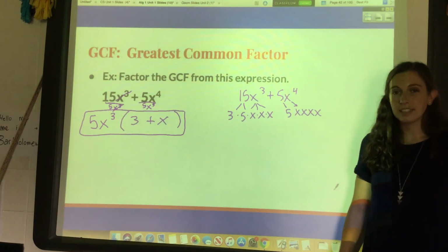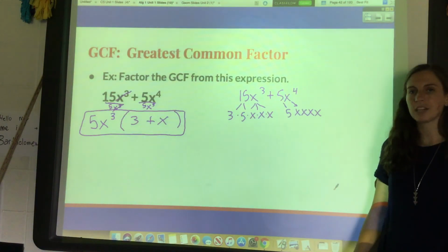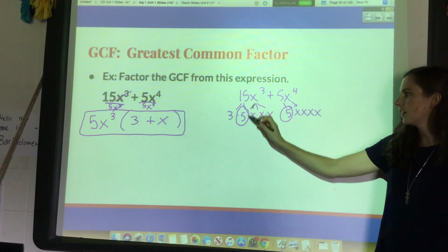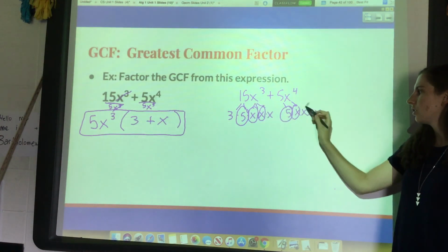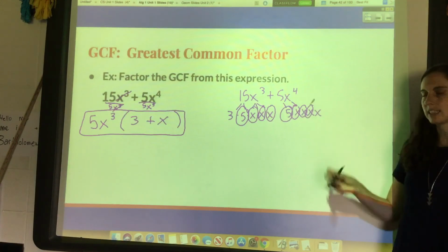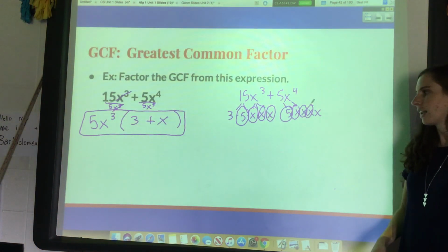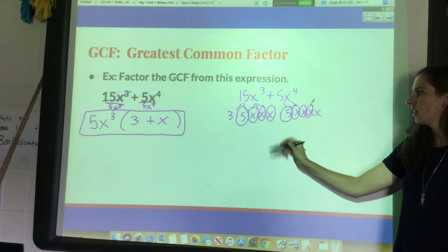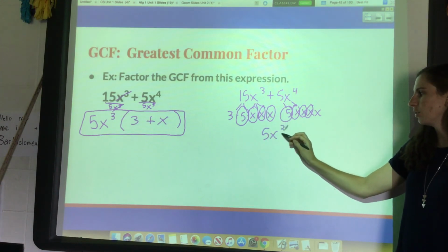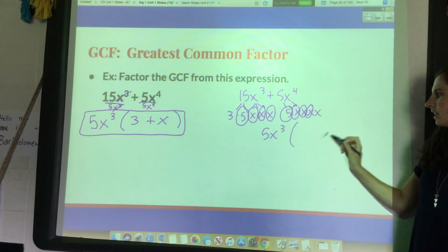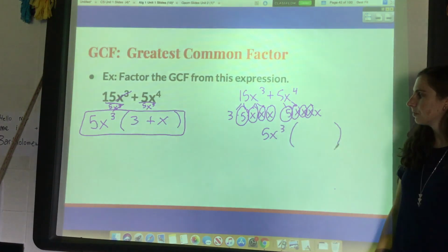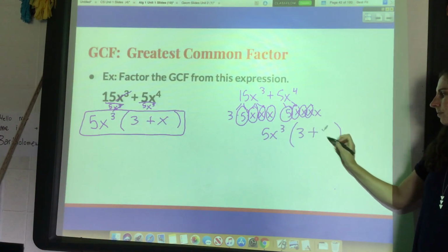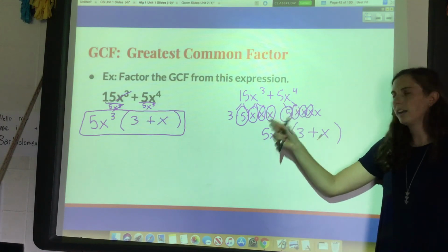And then to find the GCF, you just circle what they have in common. They both have a 5, and then they share 1, 2, 3 x's, but that's all I have to circle. And so that helps you see that the GCF is 5 times x times x times x, which is 5x cubed. And then what's left is whatever you haven't circled. So 3 plus x.